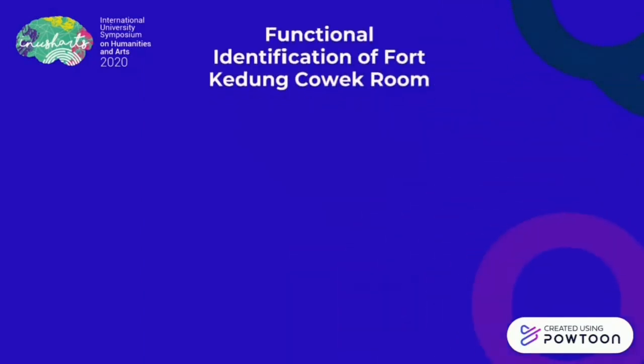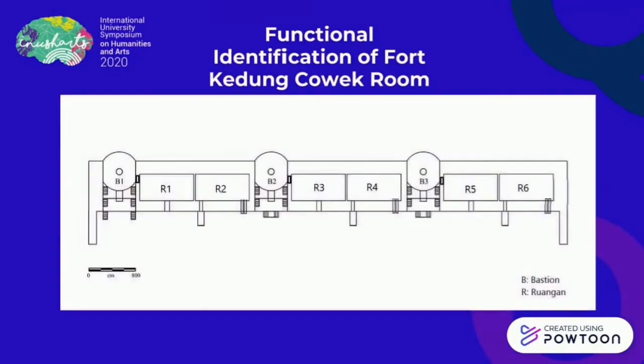Afterwards, I will explain about the bastion of Fort Kedung Cowek 1 and 2. Based on the shape of the bastion, which is placed to shoot, it has a limited direction, which only focuses on shooting mainly on the front side and the back side of the fort.